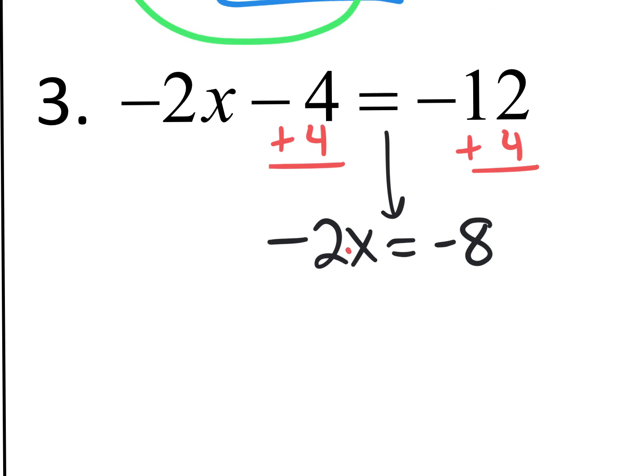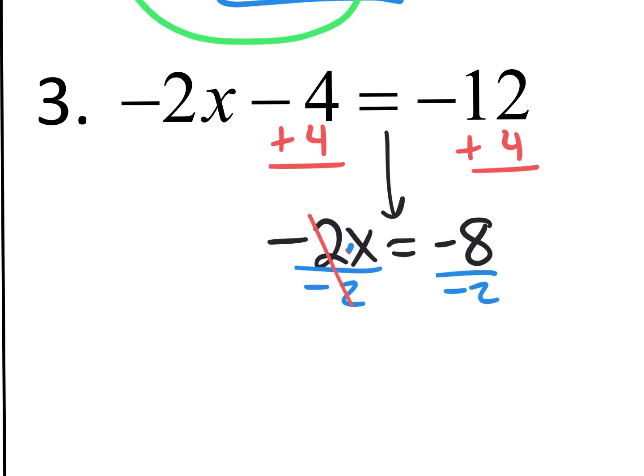So I need to get rid of the multiplication of negative 2. I want to get rid of it by dividing. That's exactly right. Divide by negative 2. And it has to be the exact value, right? If it's a negative 2, divide by negative 2. If it's a positive 2, divide by a positive 2. So in this case, we're dividing both sides by negative 2.